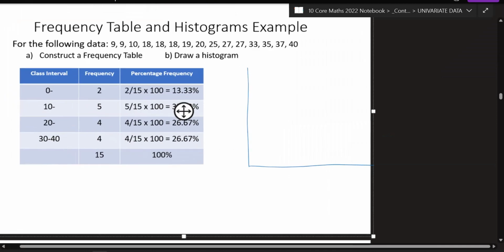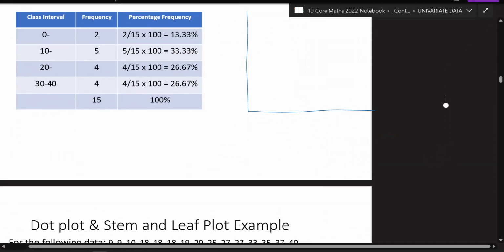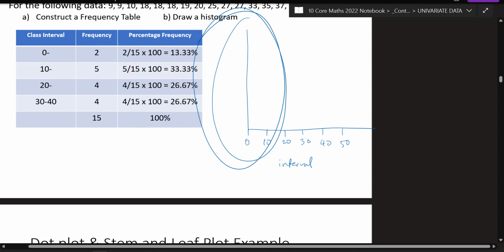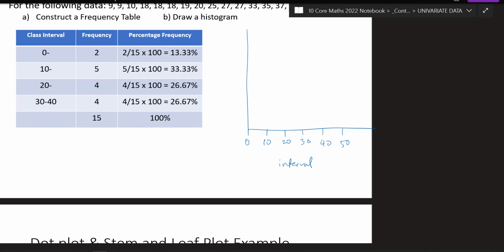On the x-axis, you want to put in the class intervals. So if this is 0, you'll go 10, 20, 30, 40, 50. Okay, that's what you start with, intervals. So I'll just even put here the interval. Okay, and then on the y-axis here, you want to put in the frequency. So according to this, the lowest is 2, and the highest is 5. I might just go up by 1. So 1, 2, 3, 4, 5, 6. Okay, easy.